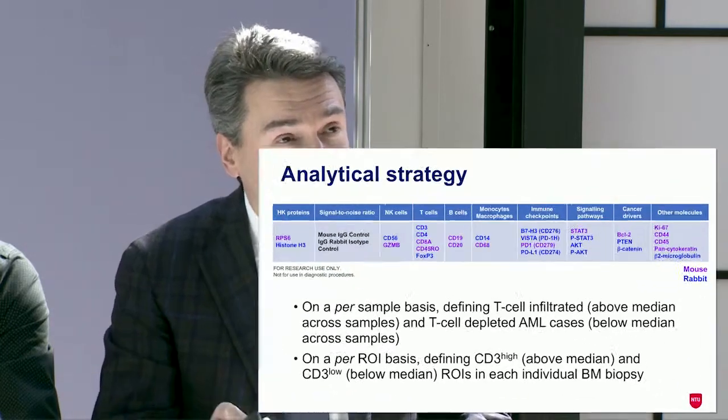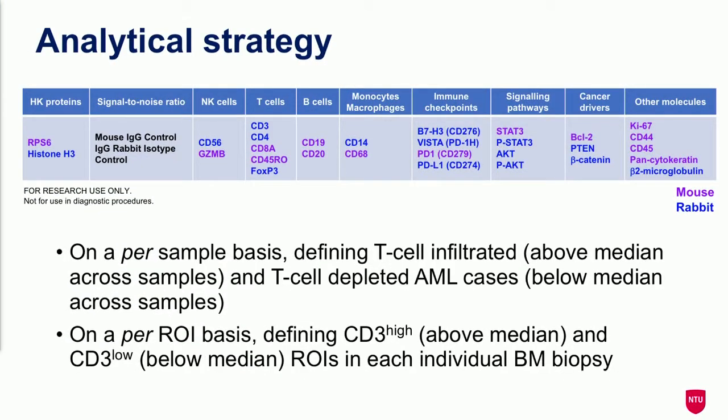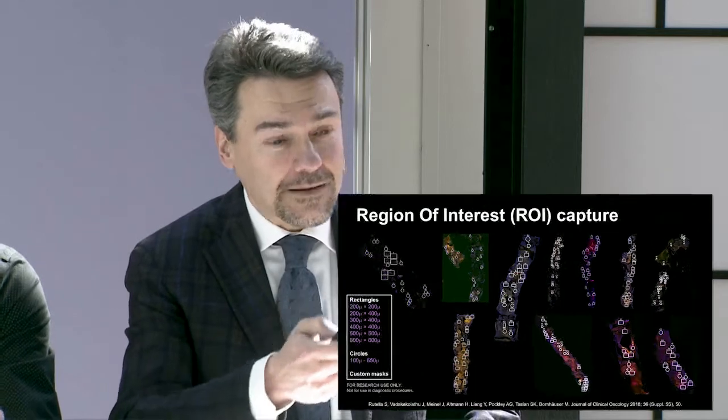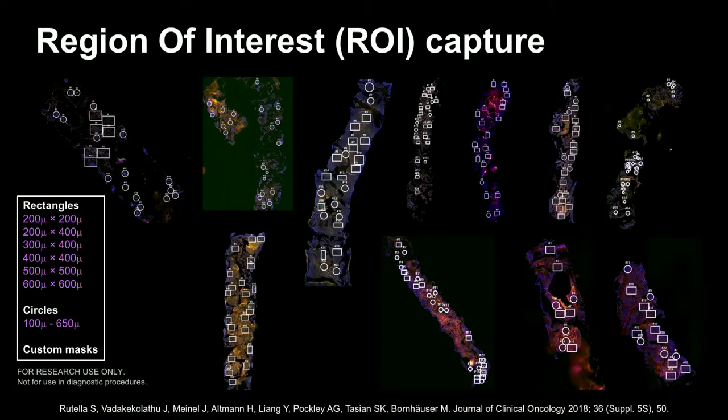This is a summary of the analytical strategy. The composition of this panel has already been discussed. So we decided to analyze samples on a per-sample basis, defining T-cell infiltrated, above median across samples, and then T-cell depleted AML cases, but also on a per-region of interest basis, defining CD3 high and CD3 low regions of interest within each individual bone marrow biopsy. This is a snapshot of the region of interest capture in these 10 bone marrow biopsies. So as you can see here, we used rectangles and circles to identify T-cell infiltrated areas.